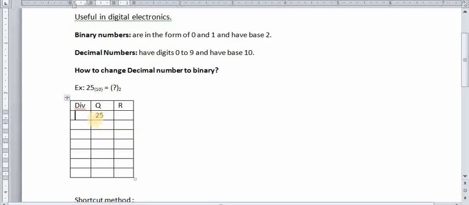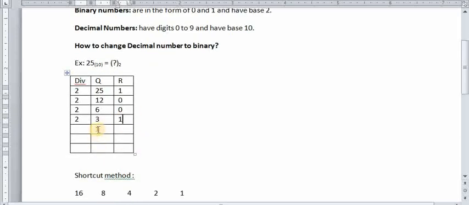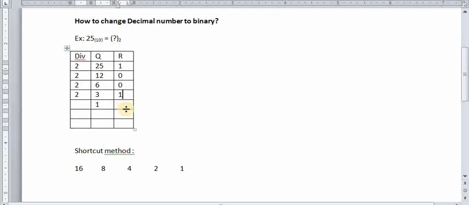Now if we divide 25 by 2, it gives 12 and the remainder will be 1. This is the divisor, this is the quotient, and this is the remainder. Now again divide by 2: 2 sixes are 12 and the remainder will be 0. Then 6 divided by 2, 2 threes are 6 and the remainder will be 0, and 2 ones are 2 and the remainder will be 1. Now we are getting numbers in the form of 1 and 0, that is 1 1 0 0 1. So this is the binary number.